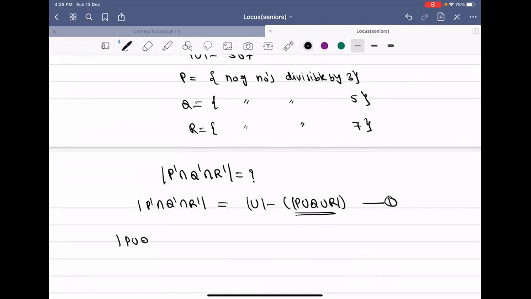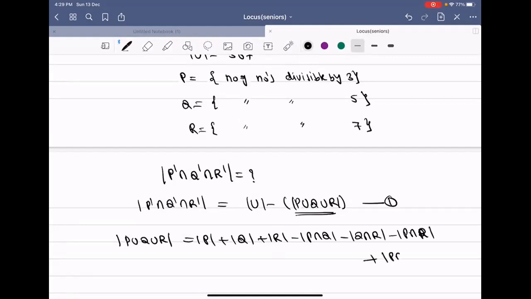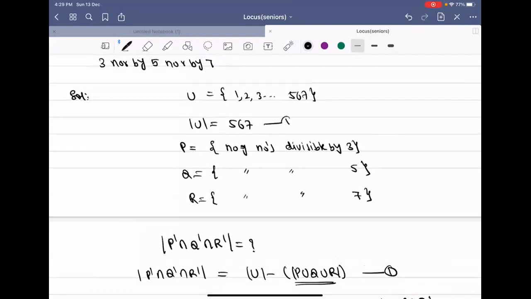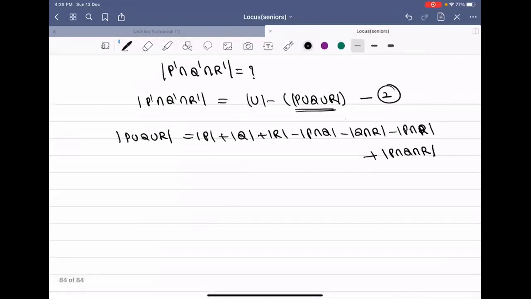Now calculate P union Q union R. The number of elements in P plus the number of elements in Q plus the number of elements in R, minus the number of elements in P intersection Q, Q intersection R, P intersection R, plus P intersection Q intersection R. This is our formula 2.